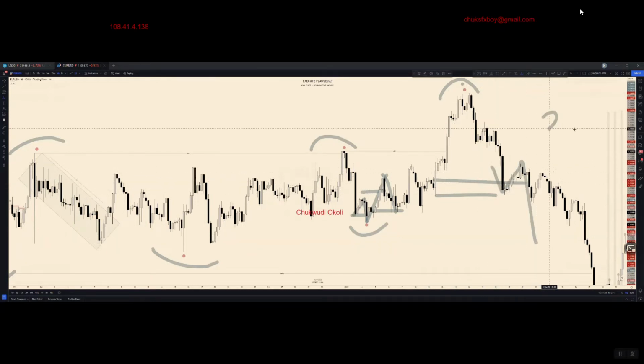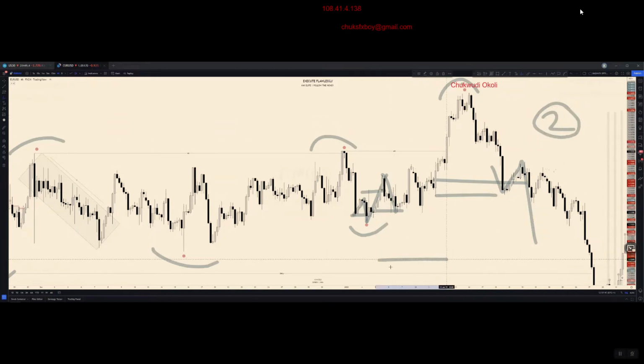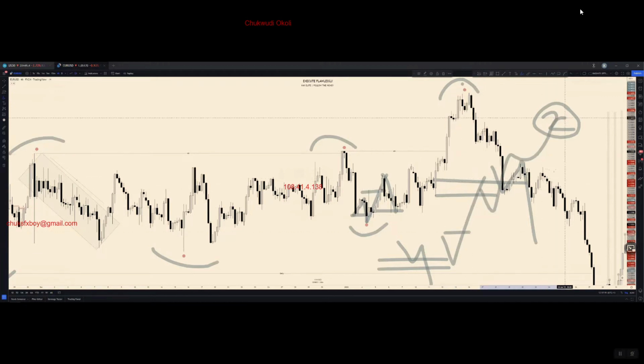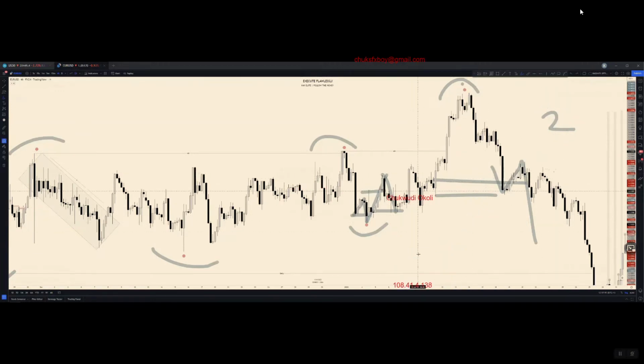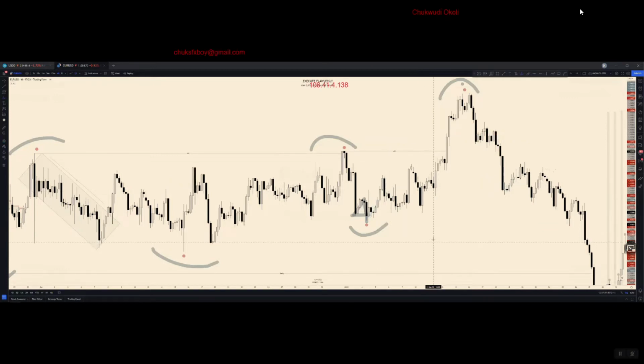Because there's always two possible reactions from a supply demand zone. A demand zone, for example, could be used as a little pullback before lower pricing, or it could be used as a cause for a full reversal, to go higher. So that's all it is really. Just call it reaction points if you want. So that's why we continue bearish.